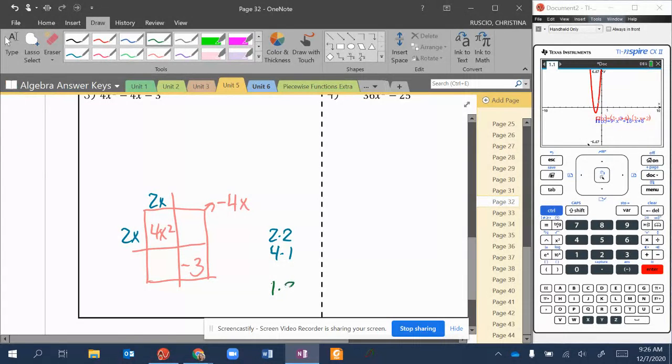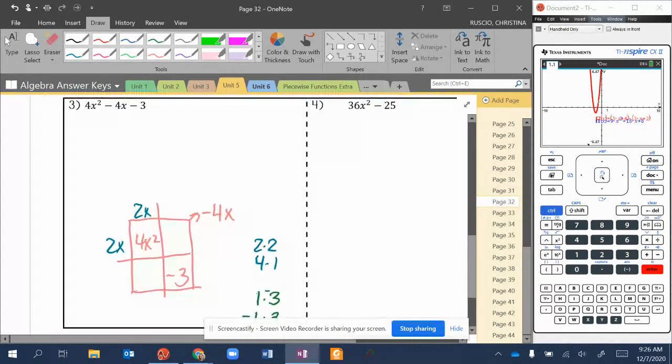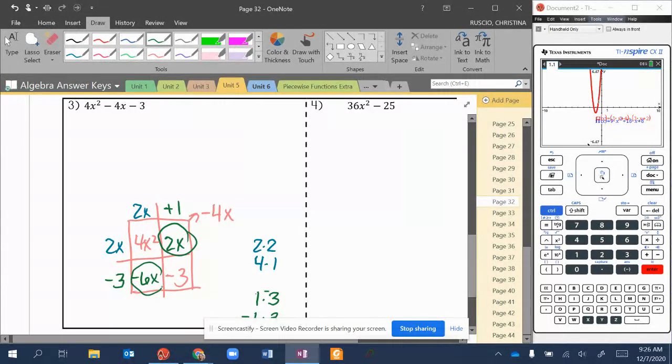All right, let's think of some numbers that multiply to 3. Oh, this is good. We either have 1 times 3, or 1 times negative 3, or negative 1 times positive 3. Okay, I'm going to try positive 1 and negative 3. Let's see if that works. So that gives me negative 6x and a 2x. Would you guys look at that? We got it on the first try this time. That doesn't always happen, but we got it.